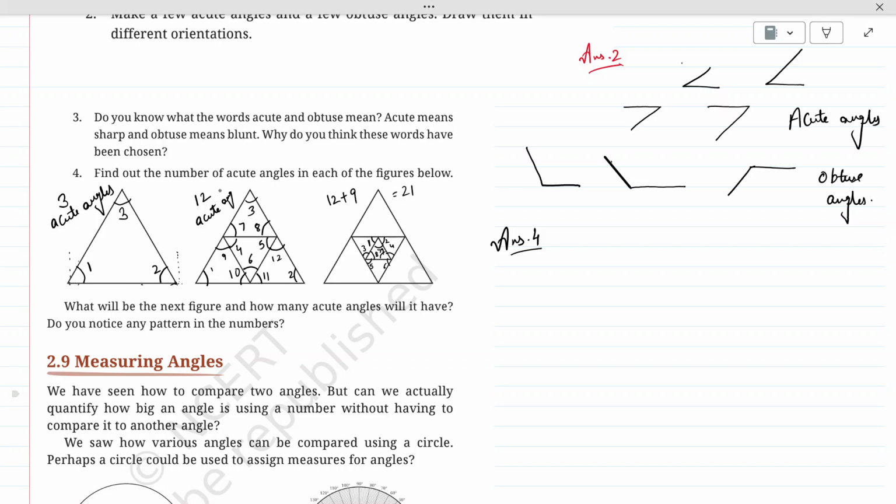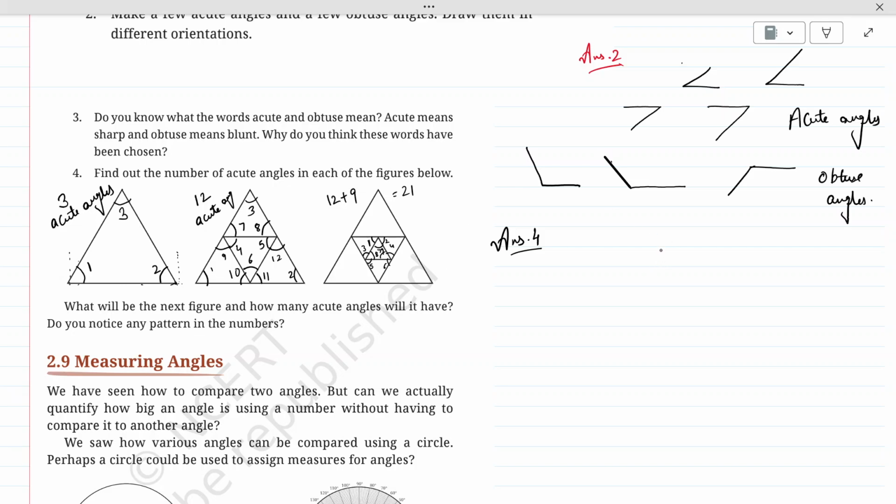So kids, if you notice the pattern, this is also a pattern of the triangle. In the first one we had 3, in the next one we had 12. So we added 9 to it, it became 12. In the next one we are again adding another triangle inside, that is giving us 9 more angles. So we have 21. What will be the next figure and how many acute angles will it have?